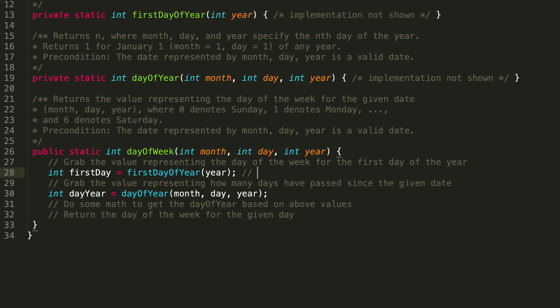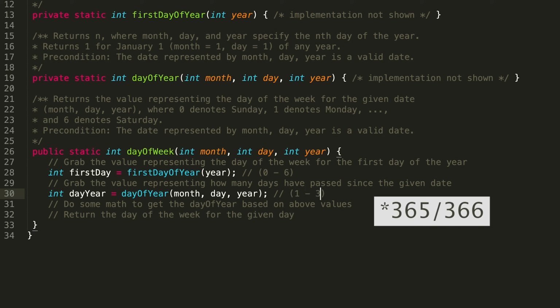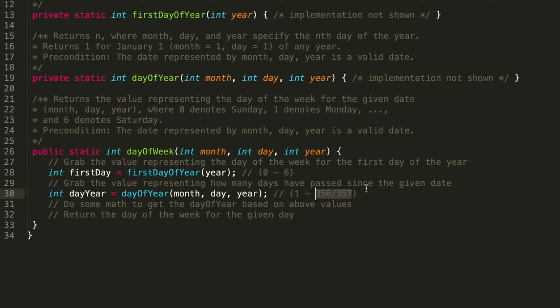Okay, so now the math. This is kind of the tricky part of the problem. I think it helps if we take a step back and consider what the values we can be given for each of these two variables that we've created. So first day of the year is going to give us a number between 0 and 6, where that represents the day of the week. Day year is going to give us a number between 1 and 365 or 366, depending on if it's a leap year. But luckily, we don't really need to worry about these upper bounds.